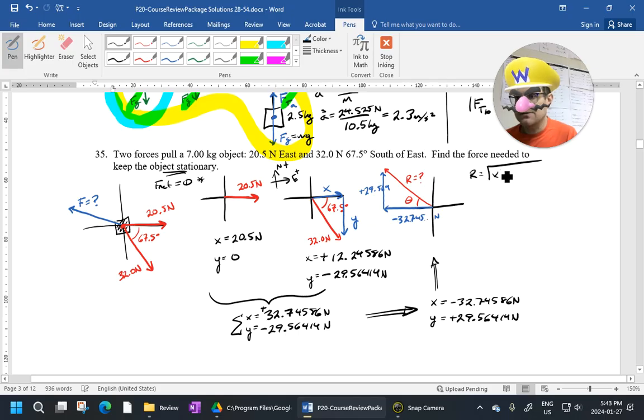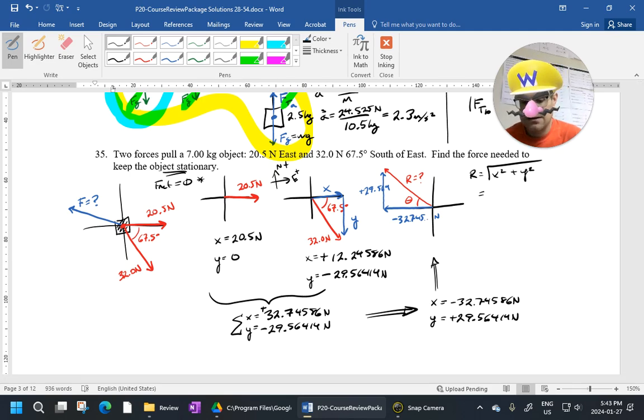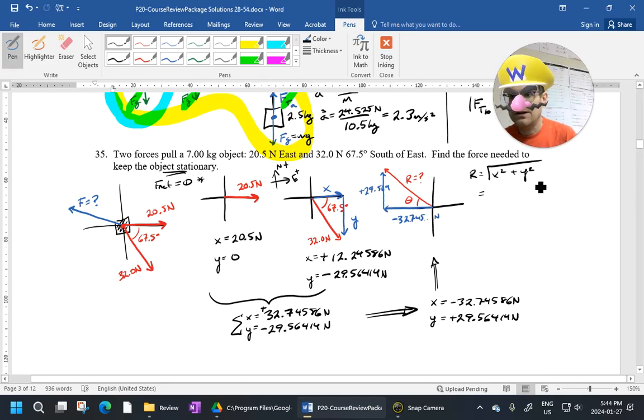That's just the Pythagorean theorem. So x squared plus y squared is equal to r squared. So take the square root of this 29.56414 number squared plus 32 point. Now watch out for the negative. Squaring a negative is going to turn positive, so just remember that. That should end up being positive. Your hypotenuse should be bigger than all your other numbers there. So let's see. We got a hypotenuse of 44.1 newtons.